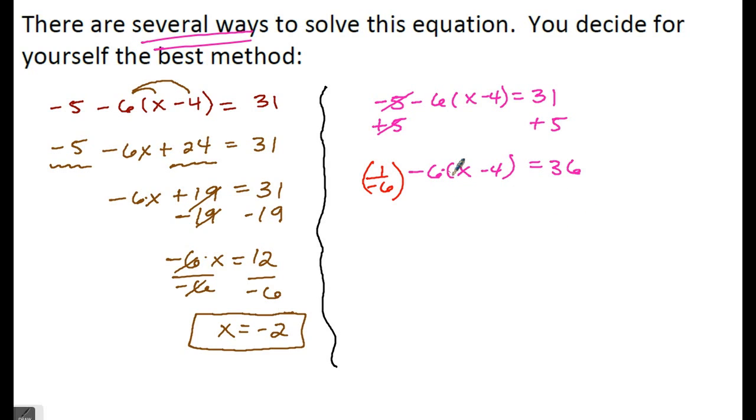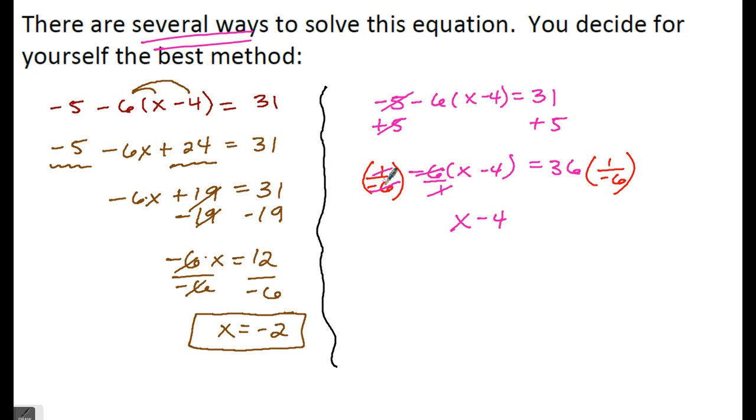You can put the negative on top or on the bottom. I'll just put it down there so we can see that. And if I do it on one side, I've got to do it on this side over here. So this would be 1 over negative 6. Negative 6 over 1 times 1 over 6, that's going to cancel these out. And now I have x minus 4.